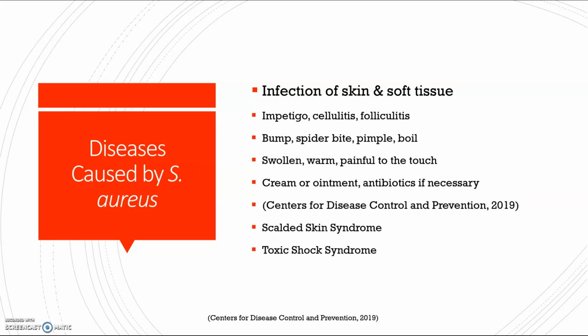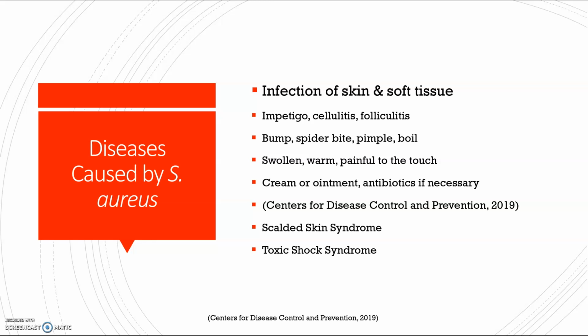Diseases caused by S. aureus can be skin and soft tissue infections like impetigo, cellulitis, folliculitis. And these infections start out as a bump or something that looks like a spider bite, a pimple, or a boil. And they can be swollen and warm and even sometimes painful to the touch. These aren't invasive infections, and they can be treated usually with cream or ointment. If it is a little more progressed, antibiotics may be necessary.